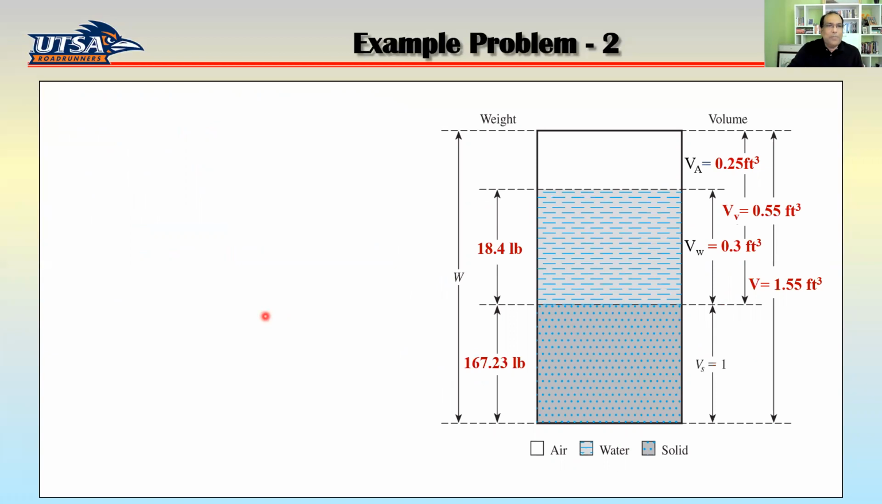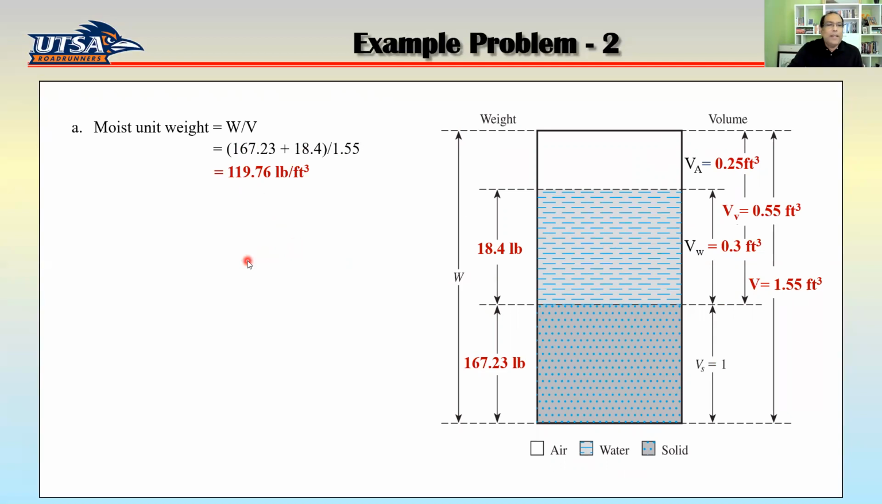Now let's see. Let's say the first one, moist unit weight, which is W by V. My W is equal to this plus this, right? This is my W divided by 1.55. So this plus this divided by 1.55, and I get 119.76 pounds per feet cube.